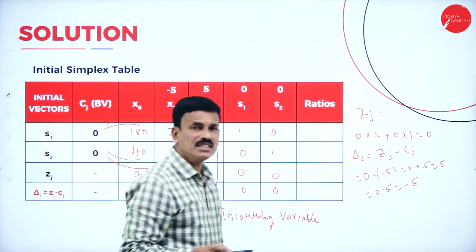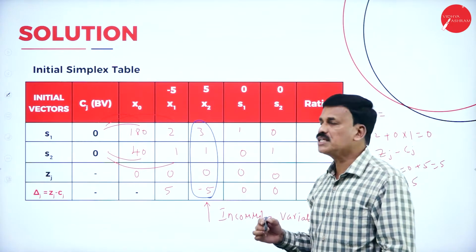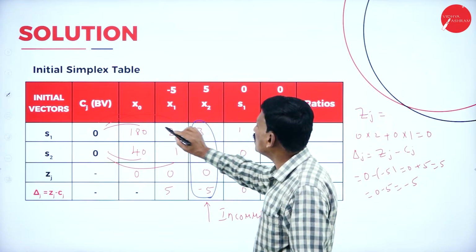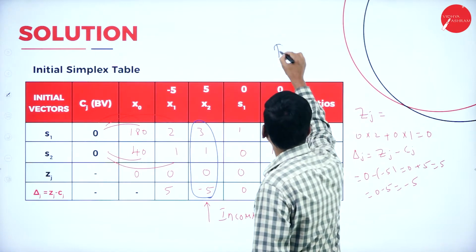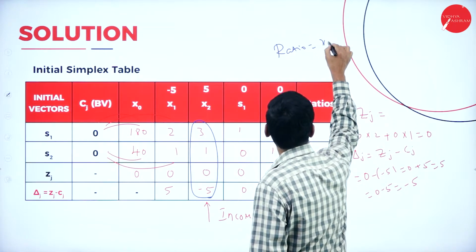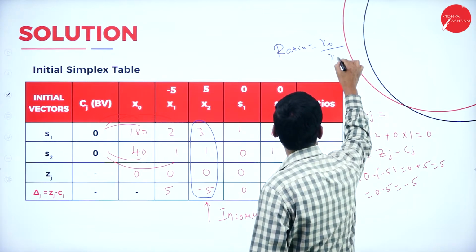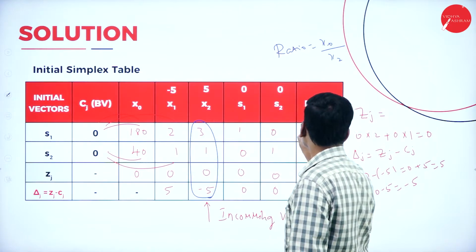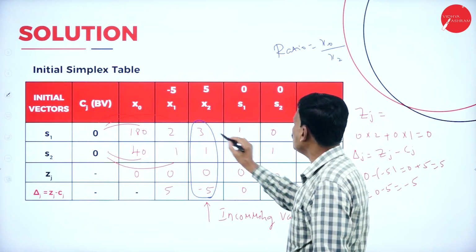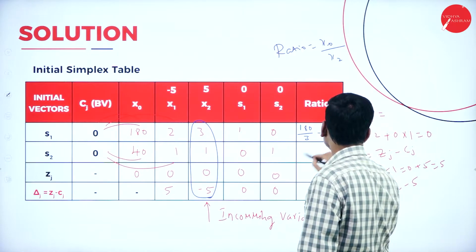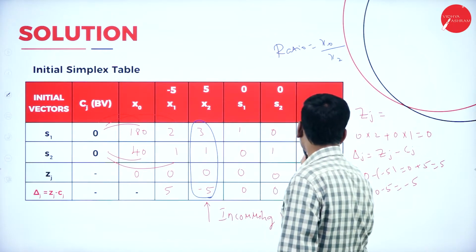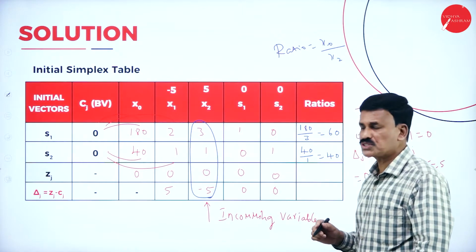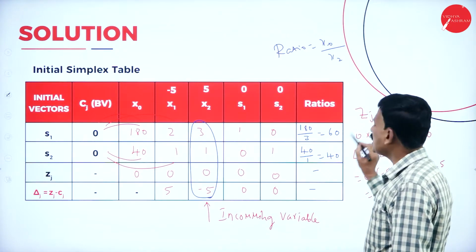Now after finding the incoming variable, find out the ratios. Since x2 is the incoming variable, to find the ratio we use this formula: the ratio is equal to x0 divided by the incoming variable x2. Here x0 is 180 divided by 3, which is equal to 60. Again 40 divided by 1 is equal to 40. So the ratios are 60 and 40.